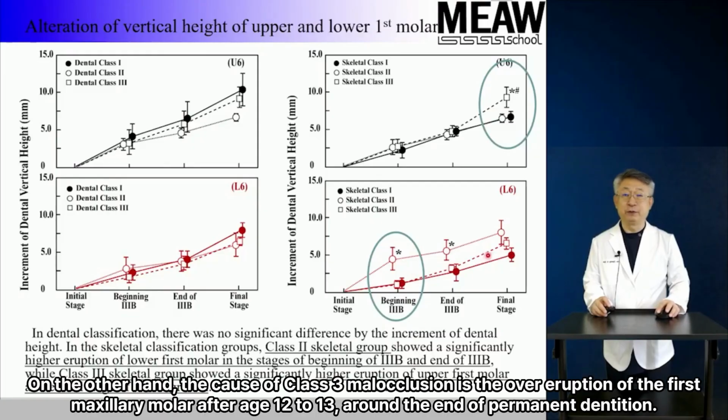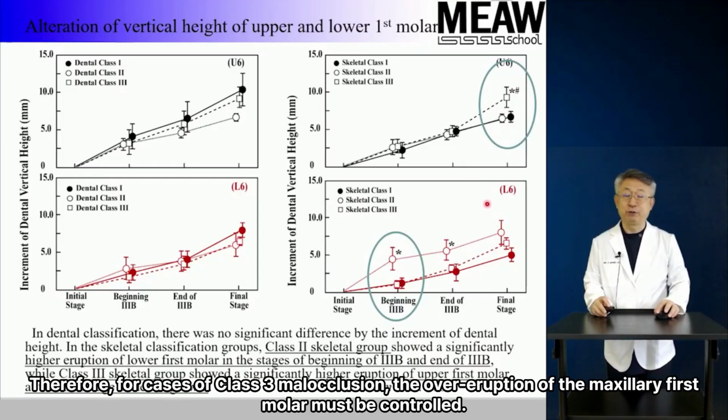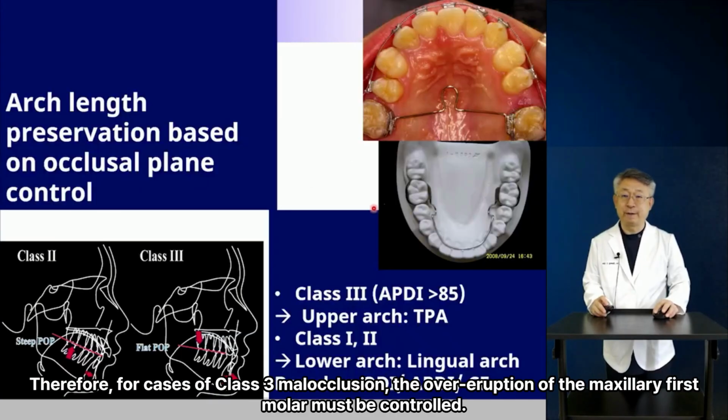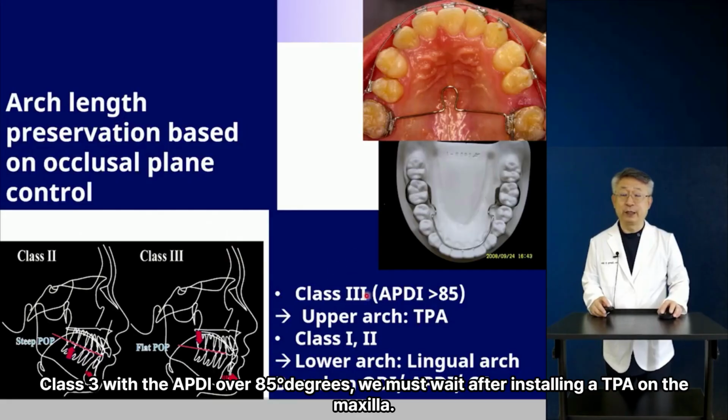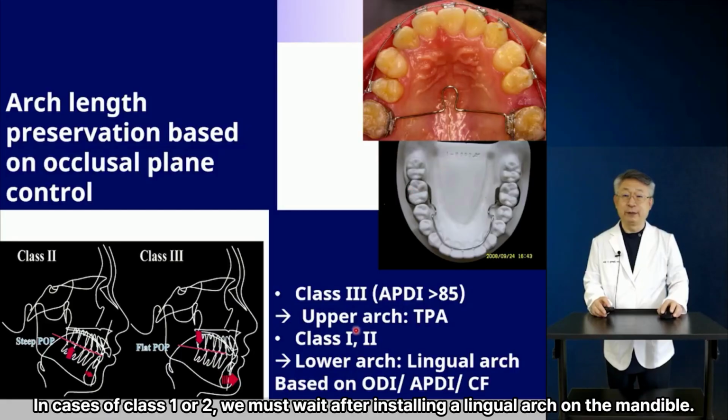On the other hand, the cause of class 3 malocclusion is the overeruption of the first maxillary molar after age 12 to 13, around the end of permanent dentition. Therefore, for cases of class 3 malocclusion, the overeruption of the maxillary first molar must be controlled. As such, because the occlusal plane must be adjusted according to the skeleton, we must use different devices to preserve the arch length. Class 3 with the APDI over 85 degrees, we must wait after installing a TPA on the maxilla. In cases of class 1 or 2, we must wait after installing a lingual arch on the mandible.